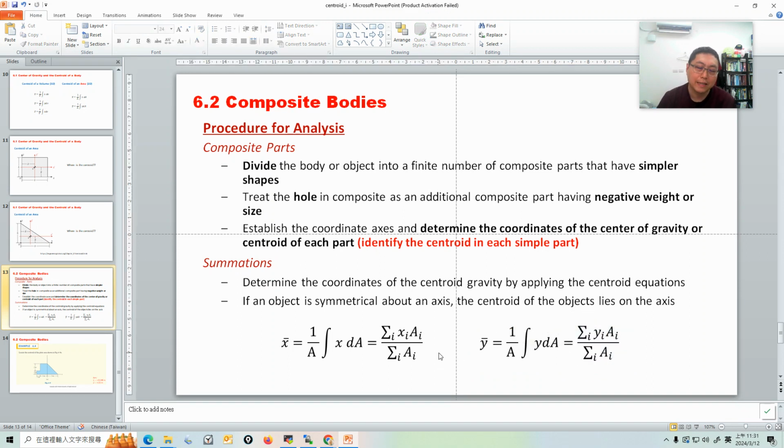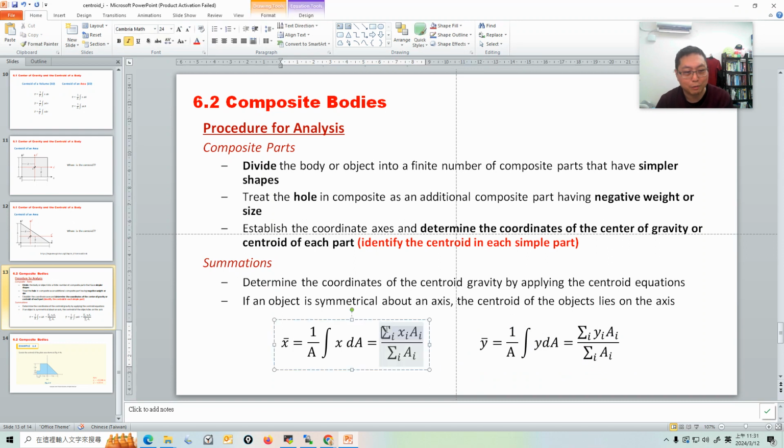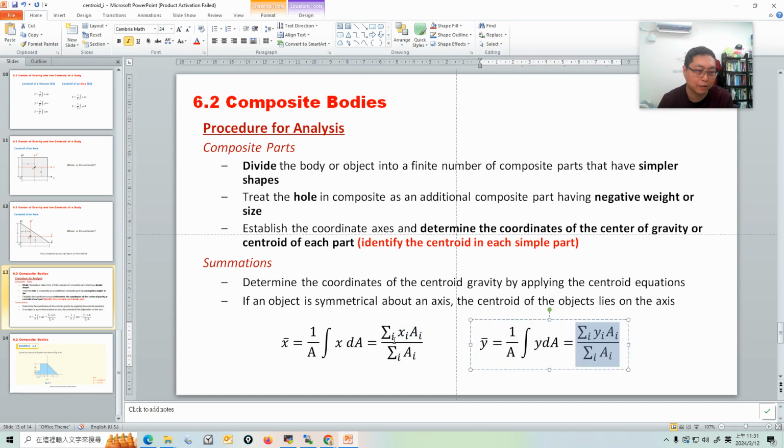But I think right now you don't understand what this formula looks like. So I have to show you an example to show what this formula means, because right now it looks very abstract.